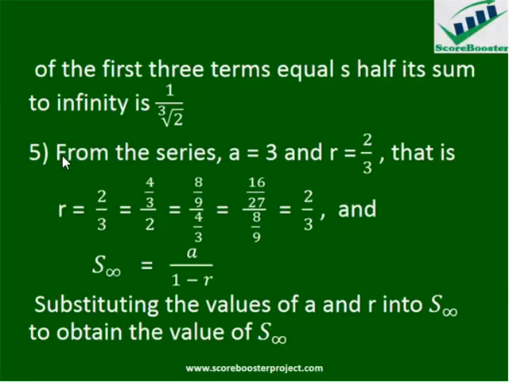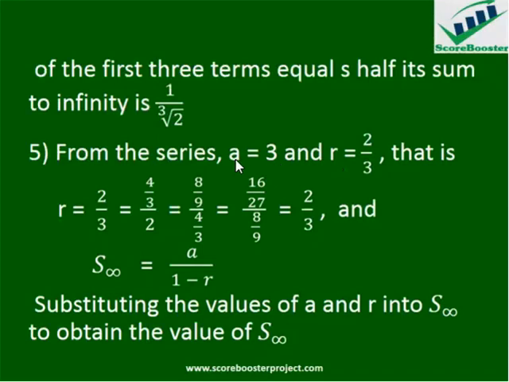Now we move to the solution of the 5th question. In the 5th question, we were given a geometric series: 3 plus 2 plus 4 over 3 plus 8 over 9 plus 16 over 27. We are asked to obtain the sum to infinity of that particular series. So from the series, the first thing we have to do is to identify the first term a and obtain the value for the common ratio r.